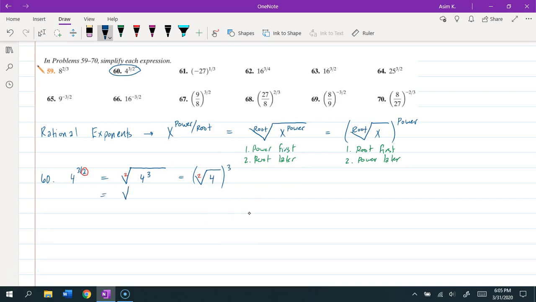If you were to find 4 cubed, you will have found that it's 64, and the square root of 64 is 8. So that's one way to get it done. The other way is to say, I'm going to find the square root of 4, and what's the square root of 4? It's 2, and then 2 to the power of 3 is equal to 8. So notice how you get the same exact answer, but you have to ask yourself which one is easier for me, and pick the easier option.